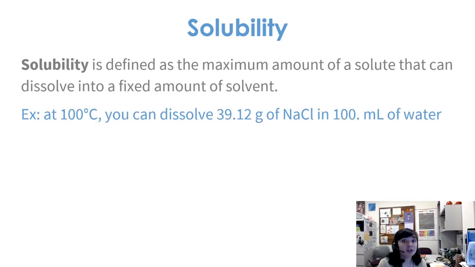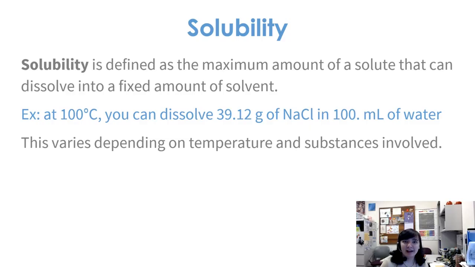Take, for example, a salt solution, so taking sodium chloride, or NaCl, and dissolving that into water. There is a maximum amount of NaCl that you can put into water. If I have 100 milliliters, like just a cup of water, I can add to it 39.12 grams of sodium chloride if I'm at 100 degrees Celsius. I'm very specific there because solubility can vary depending on the temperature at which you're making the solution or what substances are making up the solution. If you change the solute or you change the solvent, you're going to see varying solubility.